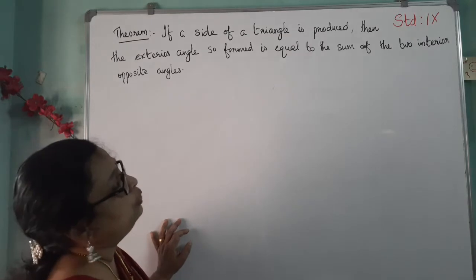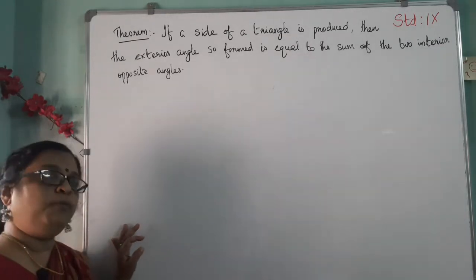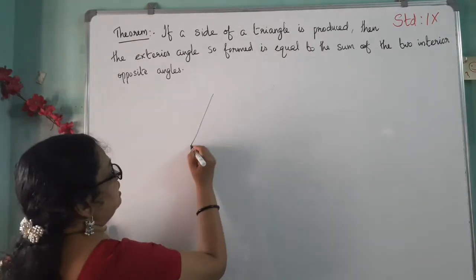Then the next theorem: if a side of a triangle is produced, then the exterior angle so formed is equal to the sum of the two interior opposite angles. Then consider this triangle.